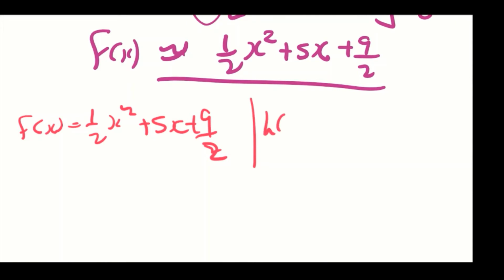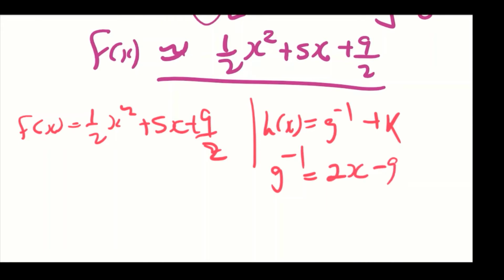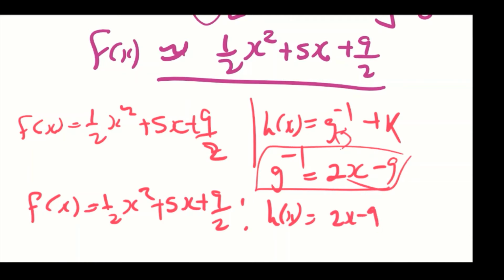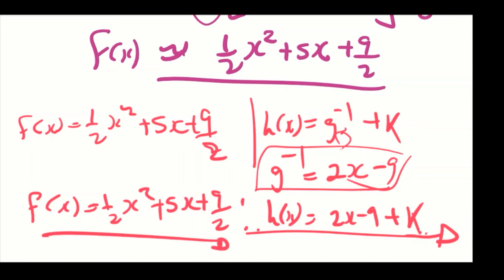And you're having h of x, which is equal to the inverse of g plus k. So what is the inverse of g? The inverse of g is equal to 2x minus 9, right? So if f of x is equal to 1 over 2x squared plus 5x plus 9 over 2, and you substitute the inverse of g into h of x, h of x would be equal to 2x minus 9 plus k, right? So this is what we are having here, f of x and h of x, right?